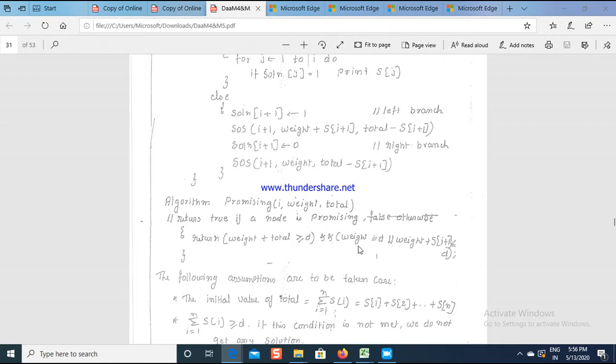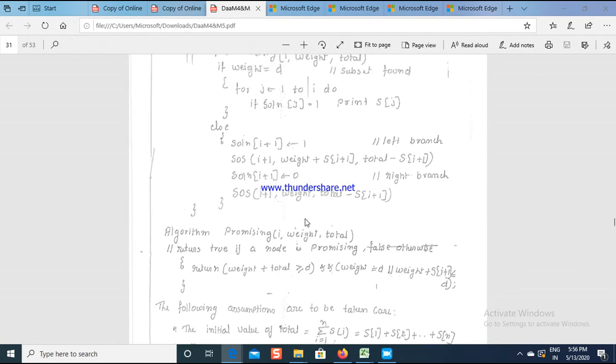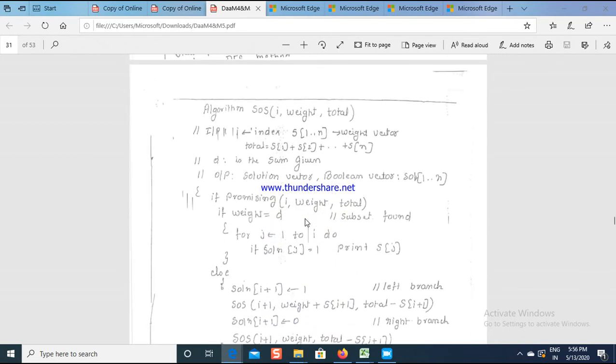And what is this one? It is for when we are getting the solution. Okay, these are the 3 conditions that you have in this promising function. Now if this promising function returns 1, then continue. If it returns 0, then don't continue, which means it is a dead vertex. So if it is 1, it means continue.